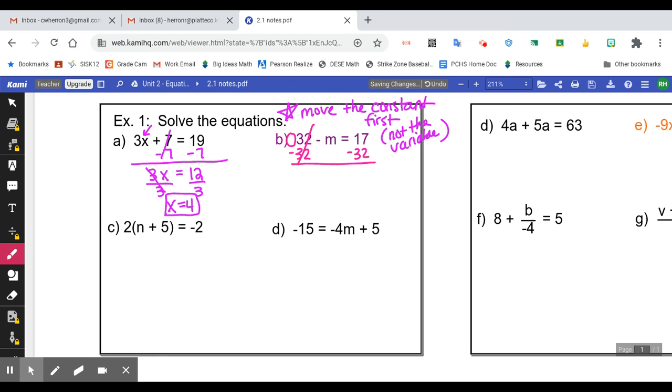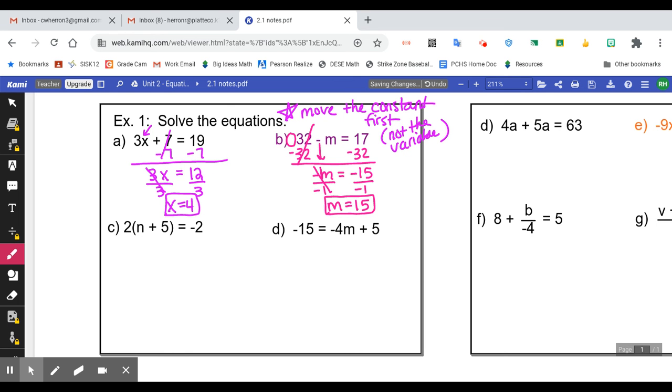Okay, I'm left with negative m. So both of those drop. Negative m equals 17 minus 32, which would give me negative 15. And then this is like a negative 1 here, remember. So divide by negative 1 on both sides. These are gone, and m equals positive 15.